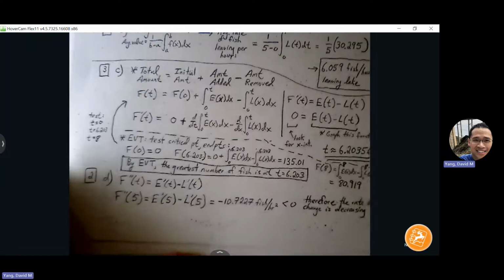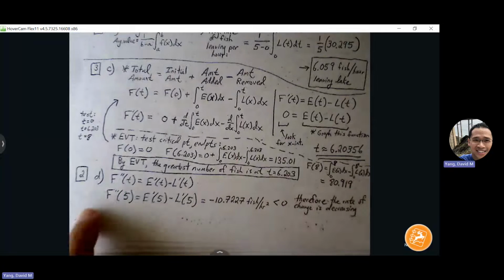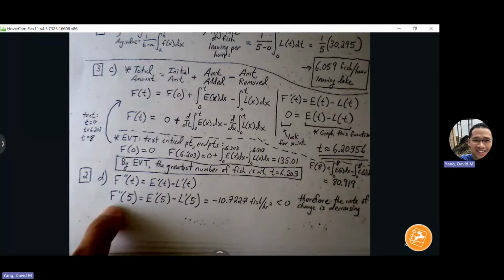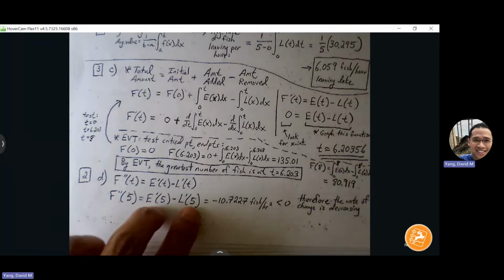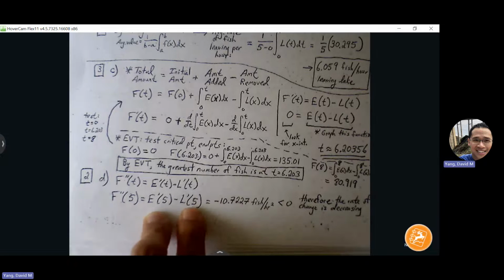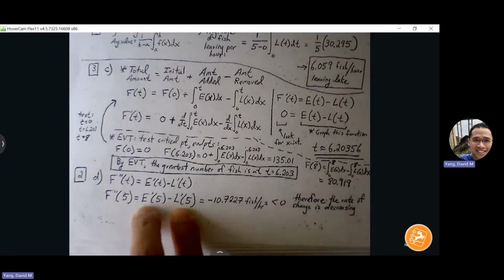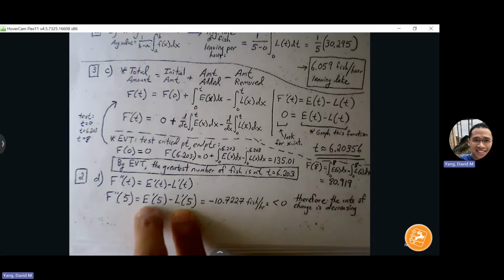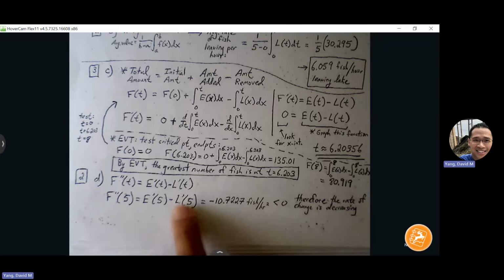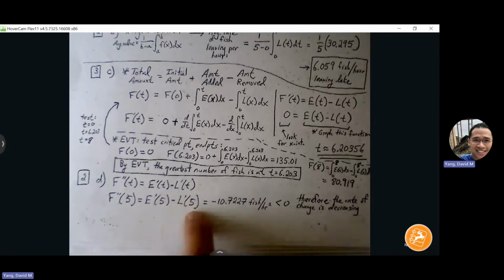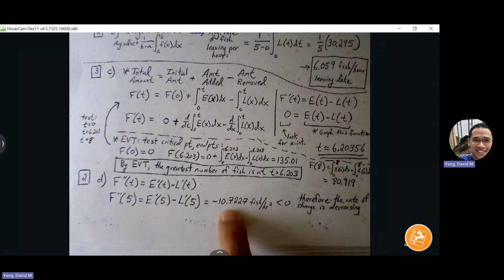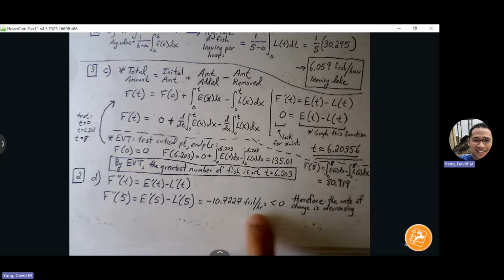So if we want to find whether the rate is increasing or decreasing, we're basically moving on to the second derivative of F, which is really the first derivative of E and L. So part D is actually, I think, if we know the formula, we just have to plug into the calculator. We do math 8 on E of t. We do math 8 on L of t. Plug in 5 for both. We get a negative number. So therefore, we know the rate is decreasing, and our units of measure is fish per hour squared.